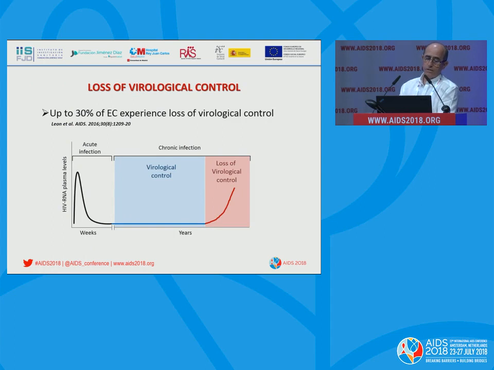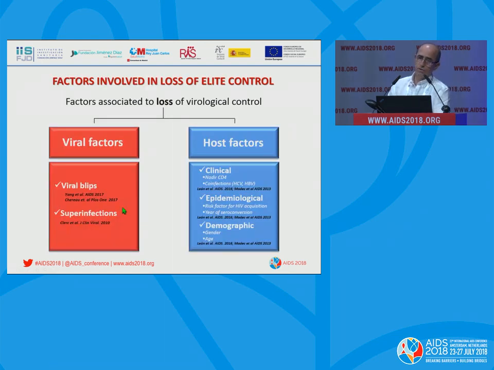So typically, an elite control patient is a patient that establishes spontaneous control early after acute infection and maintains this control over variable periods of time. But a recent study in the Spanish cohort of elite control patients has shown that up to 30% of these patients experience loss of viral control. And the factors involved in this loss of viral control are also not very well understood.